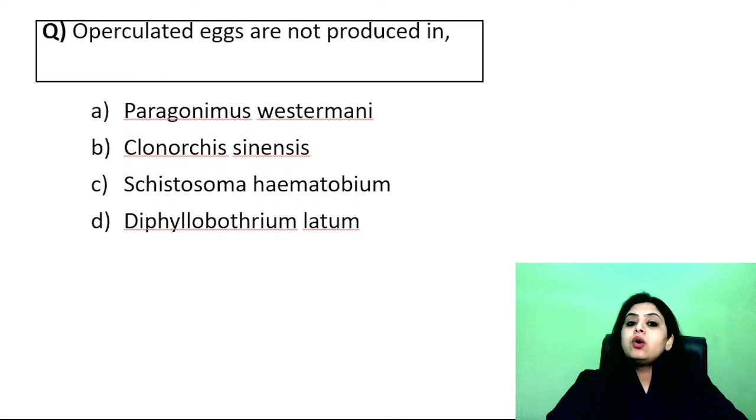Operculated eggs are not produced in. Everyone's favorite question. Operculated eggs are not produced in. Okay, so I think that's an easy one, and that is going to be, of course, C, schistosoma. You did not even give a thought to the others because you know for a fact that schistosoma has spine wala eggs.